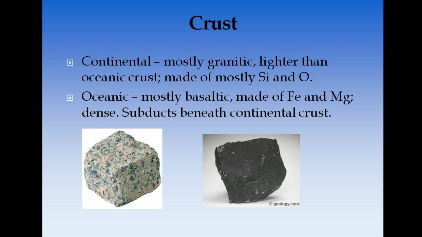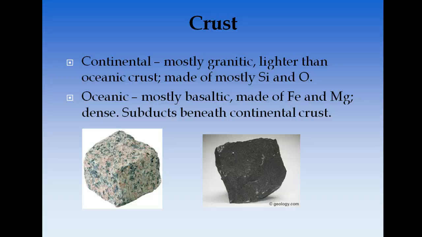The continental crust is mostly granitic, which means it's made of mostly silicon and oxygen minerals, or silicates. Since they are lighter and less dense, one does not subduct beneath the other. Therefore, when you have two continents coming at each other and they run into each other, they create mountains, which means they just crumble up and move up instead of one subducting beneath the other.